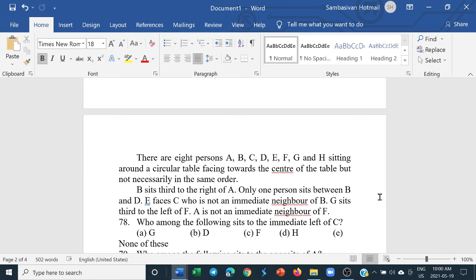Okay. A is not an immediate neighbor of F. Then that A cannot come here. So I think we have to take the second picture only. So F can come here, and then G can come here. Is it coming correctly?